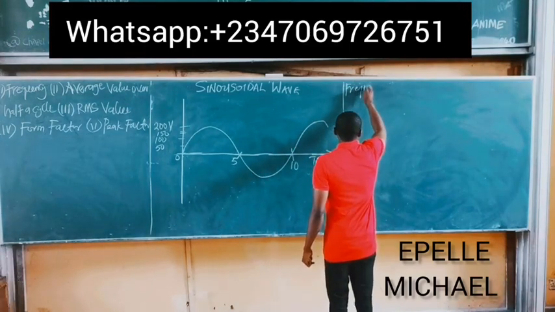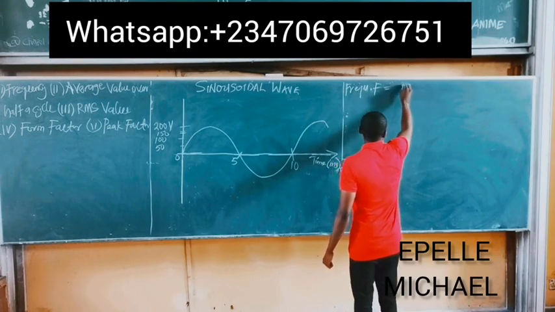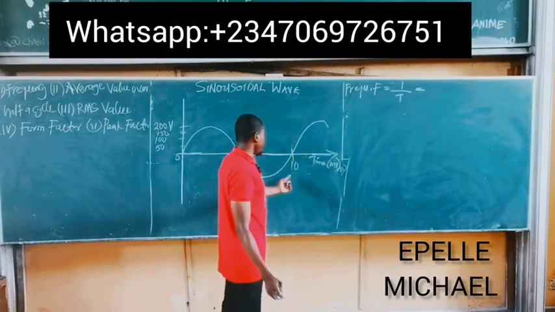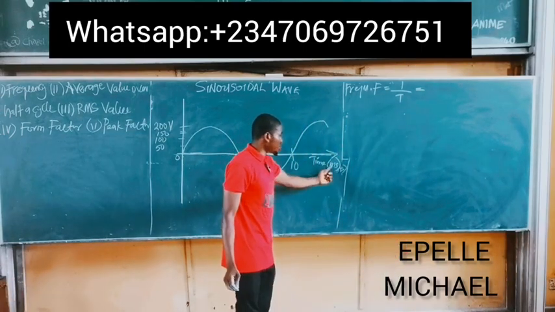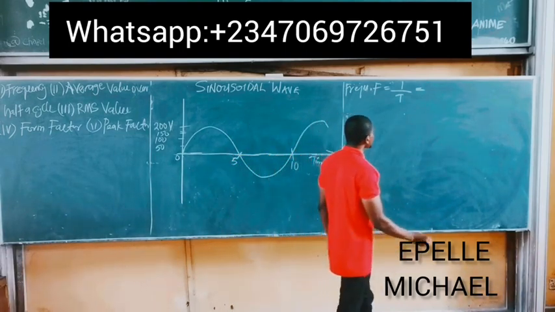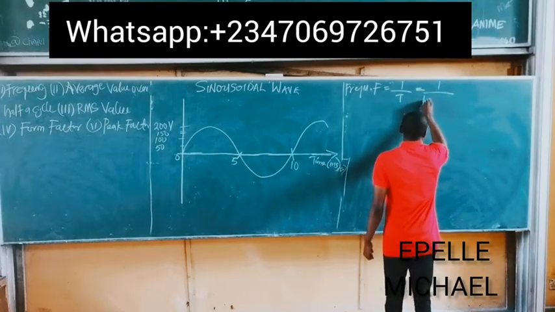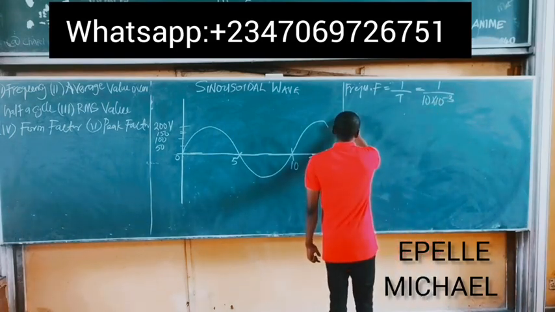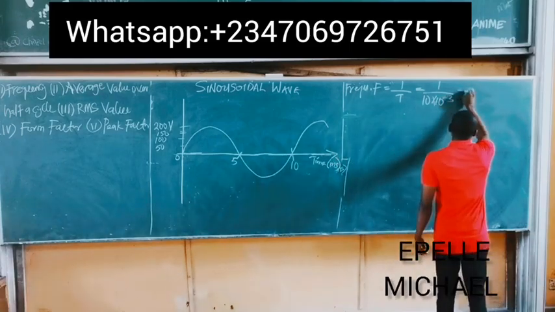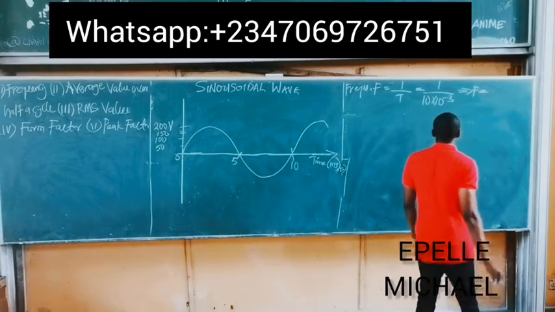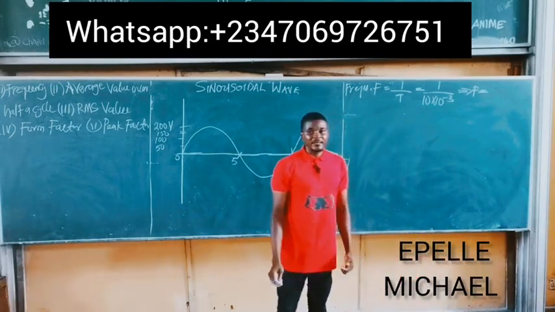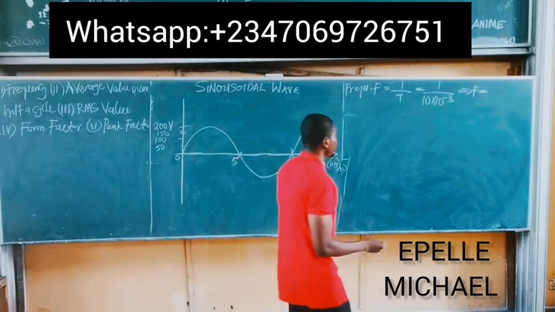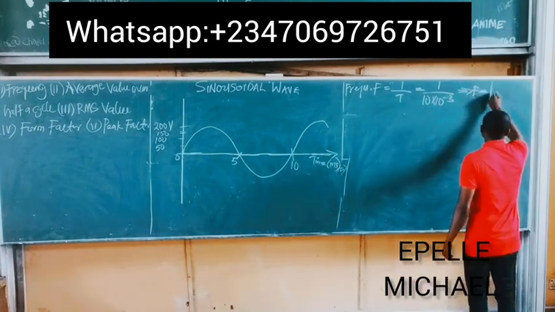Frequency f is simply 1 all over period T, and this is equal to, the time here is 10, and the time is measured in milliseconds here, so it simply becomes 1 all over 10. Milliseconds means times 10 to the power of minus 3. So please give me this value. This means frequency f is equal to 1 over 10 times 10 to the power of minus 3, please. 100. So the frequency is simply 100 hertz.